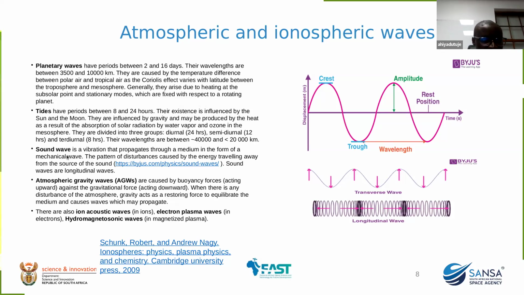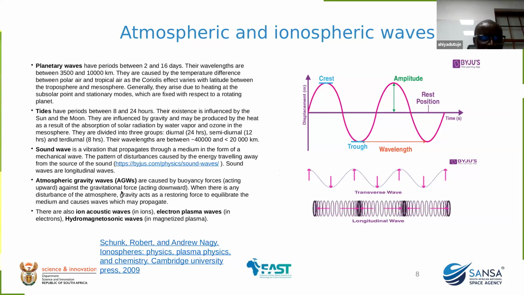Now the third type are called sound waves. A sound wave is a vibration that propagates through the medium in the form of a mechanical wave. Sound waves must be longitudinal waves. They are also found in the atmosphere, and the pattern of disturbance is caused by the energy traveling away from the source of the sound. Sound waves are longitudinal, and as we are going to see in the next slides, volcanoes can produce sound waves when they are erupting.